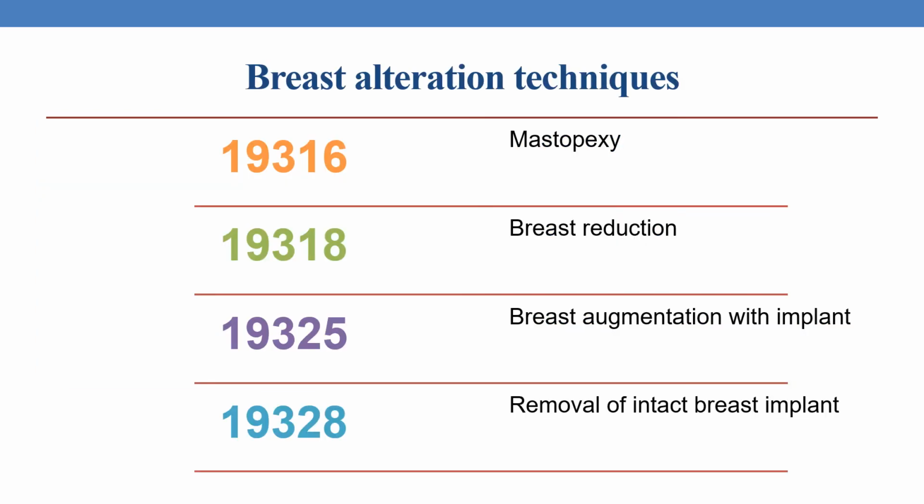Now coming to the CPTs of breast alteration techniques. The first one is 19316, which includes mastopexy. Mastopexy is nothing but fixation of the breast. The next is 19318, breast reduction. The next is 19325, breast augmentation with implant. The next is 19328, removal of intact breast implant. 19328 indicates removal of intact breast implant.